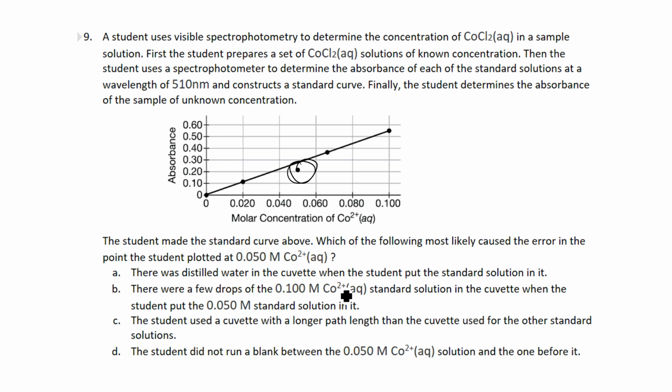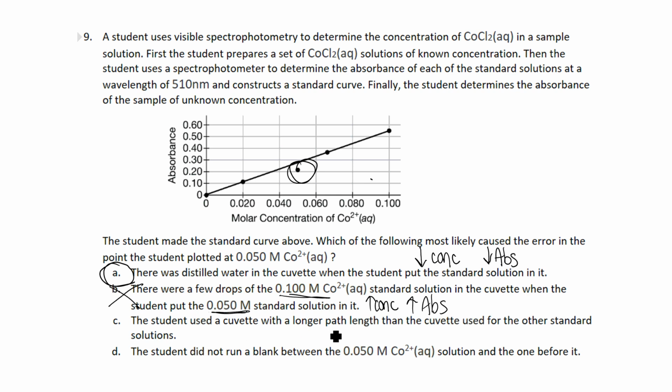Option A, there was distilled water in the cuvette when the student put the standard solution in it. That sounds like a good possibility, because if there's extra water in the cuvette, that's going to make our concentration lower, which is going to make our absorbance too low. So that seems reasonable. Let's check the other one. B says, what if we accidentally put in a little bit of 0.1 molar in with the 0.5 molar? That would cause some error, but this error would make our absorbance go up because our solution would be more concentrated. So that doesn't fit with what we're observing here.